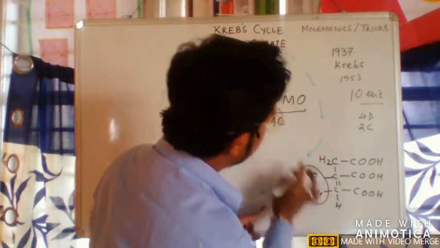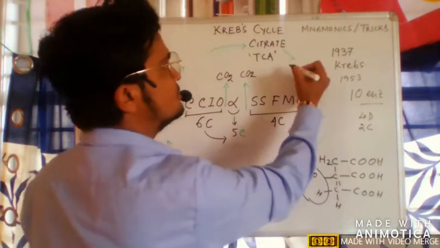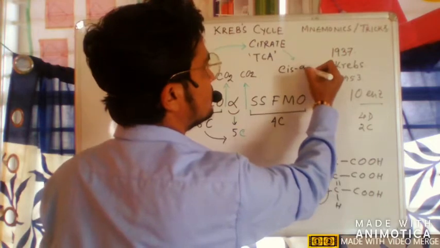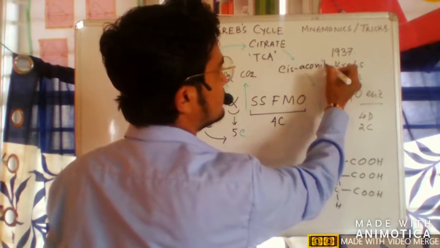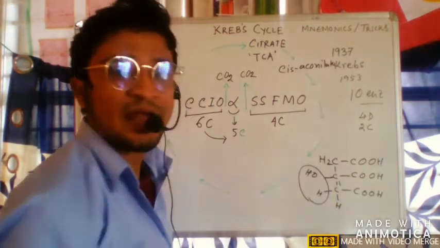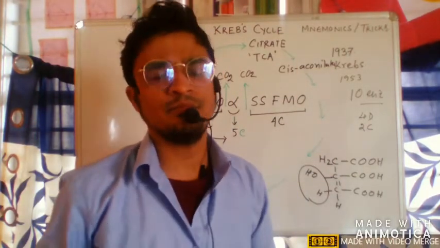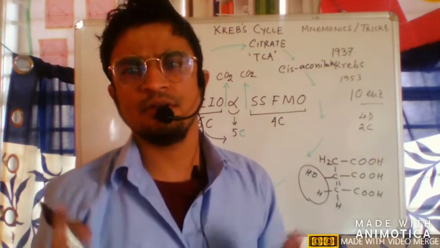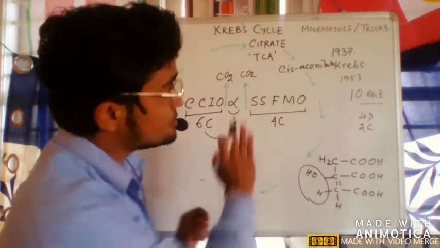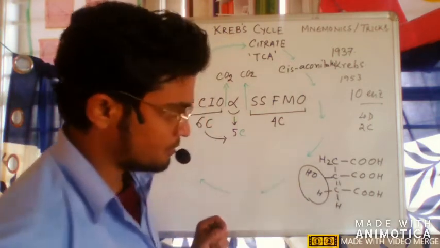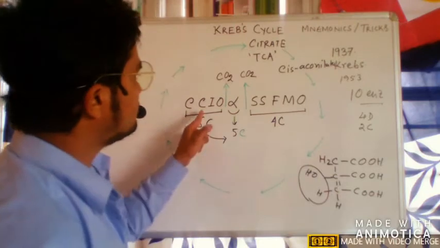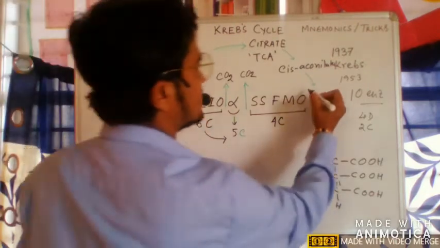So now the citrate will be converted into cis-aconitate with the help of the aconitase enzyme. I will discuss the full chart with the names of the enzymes, because you need not remember all the names of the enzymes, but the concept. The logic is that one water molecule will be removed, so cis-aconitate will be formed. Then you have isocitrate.